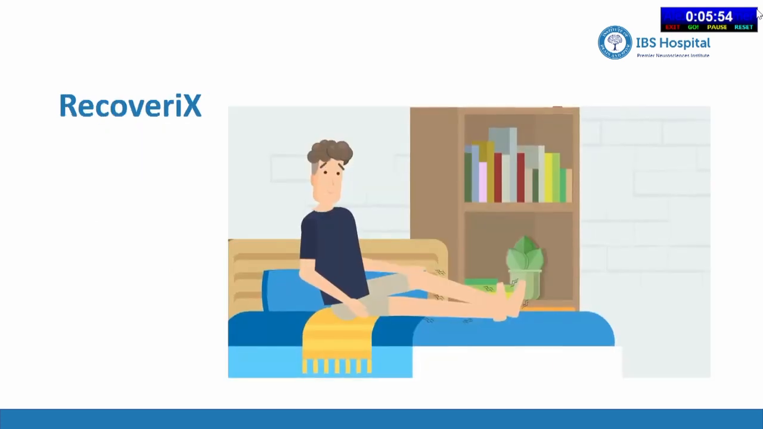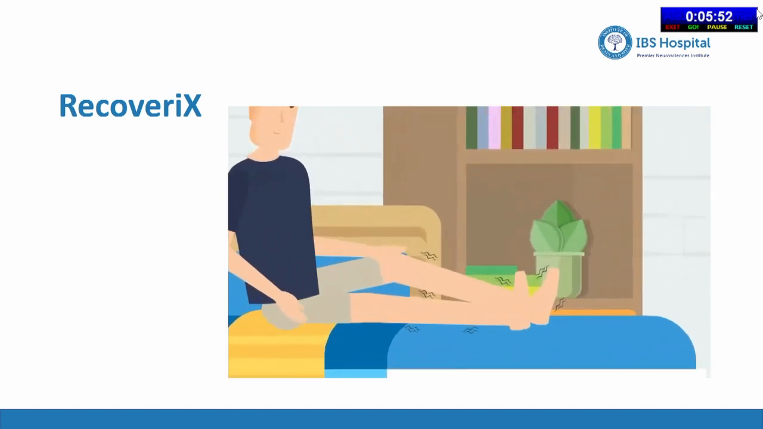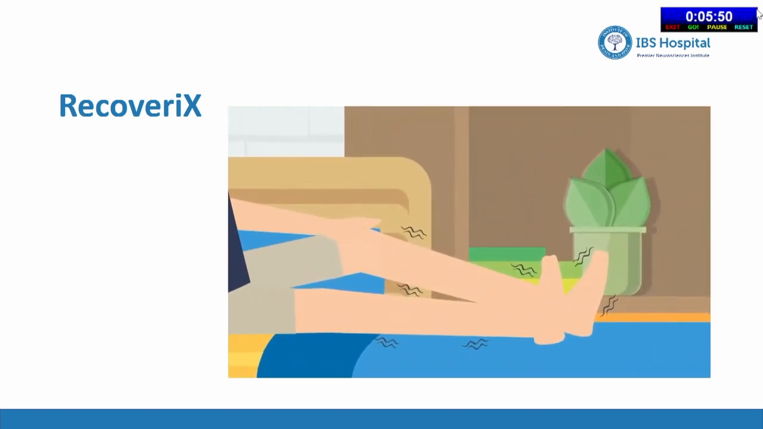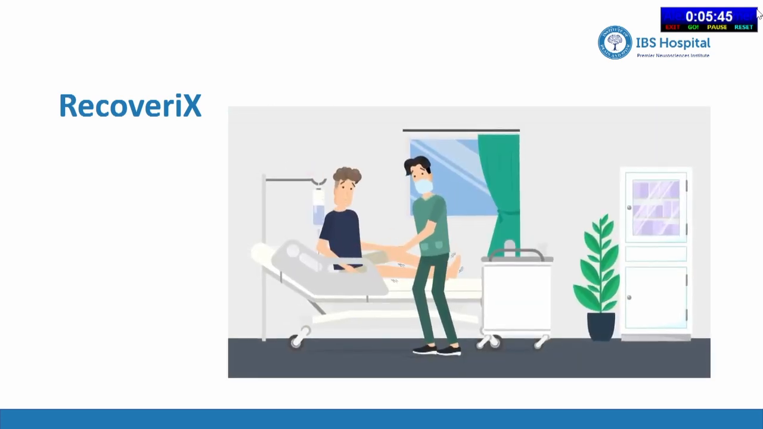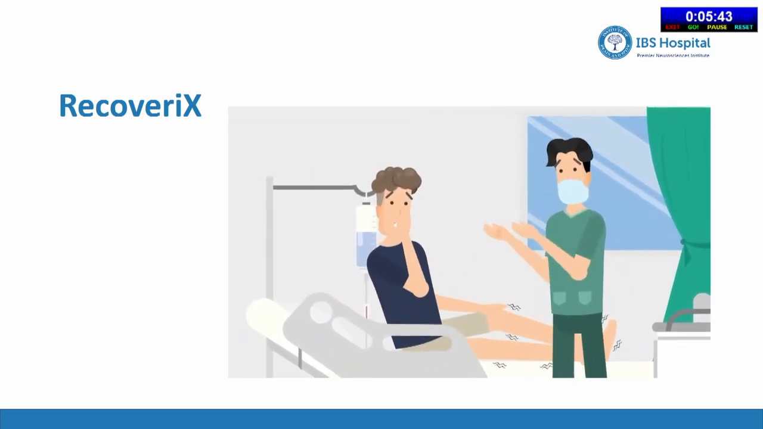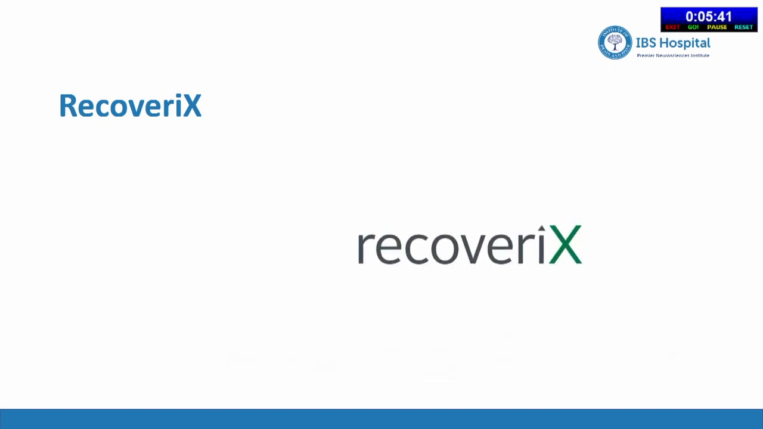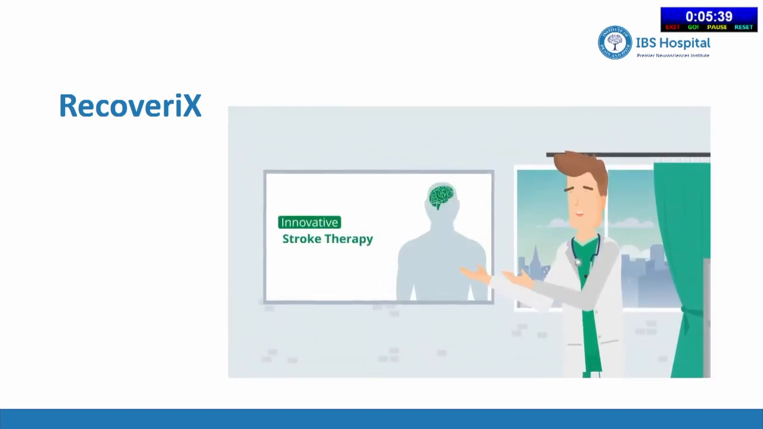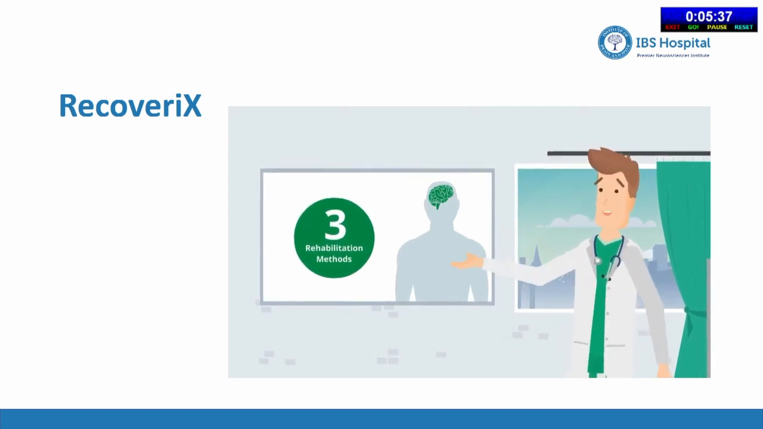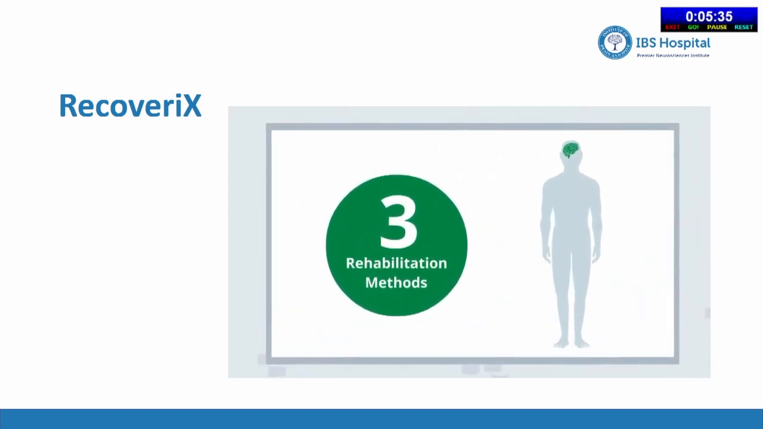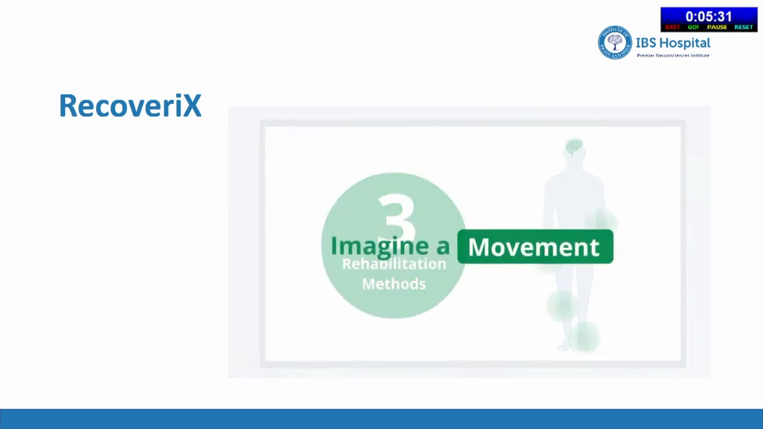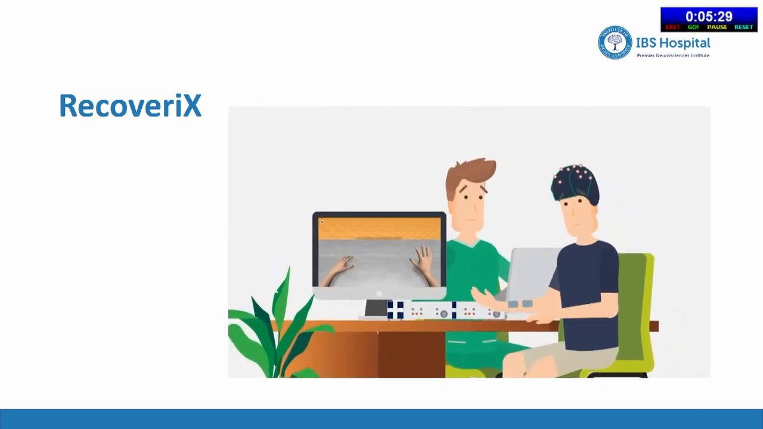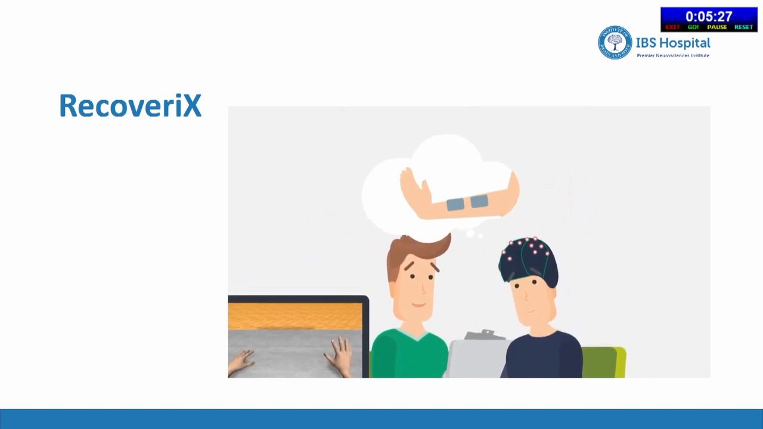You had a stroke and now suffer from limited mobility, hemiplegia, or pain due to spasticity and tremor. But physiotherapy, occupational therapy, and other conventional therapies aren't helping you. Try Recoverix. Our innovative stroke therapy combines 3 rehabilitation methods to help your brain learn new ways to move your fingers, hands, arms, and legs. The first step is to imagine movement. If your hand is impaired, for example, you can imagine waving at someone.